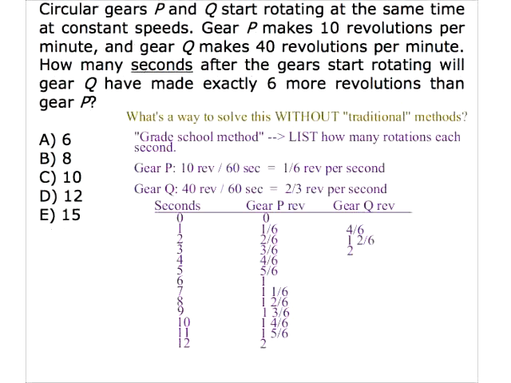Okay. 2 and 4/6. 3 and 2/6, and 4. 4 and 4/6, 5 and 2/6, and 6. 6 and 4/6, 7 and 2/6, and 8. So 6 more revolutions is what we want. So that looks like the 12 seconds. 8 revs versus 2 revs. And so you're done.